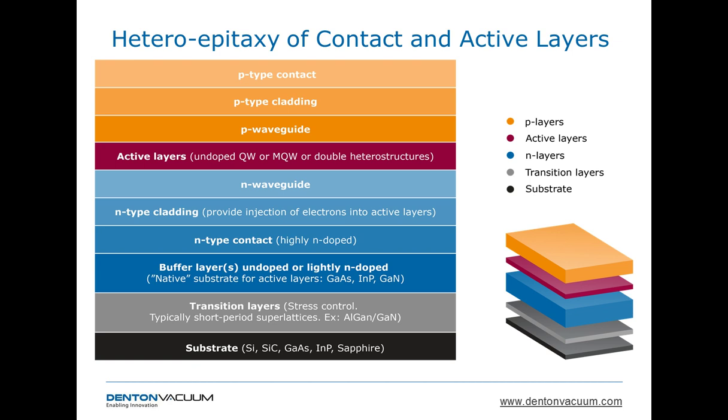Next, we move on to N-type contact layers, cladding layers for injection, waveguide, and then the prize layers, the active layers, which themselves have a great variety, starting from undoped, maybe single quantum well structures, to multiple quantum wells, to double heterostructures, and so on. And on top, we typically have the P-contact layers with waveguide and cladding. This whole structure, again, is just a representative, but it's indicative of what we typically see in a laser diode.